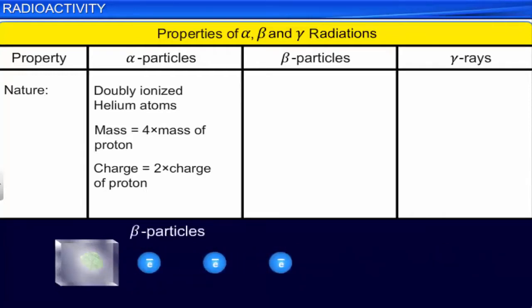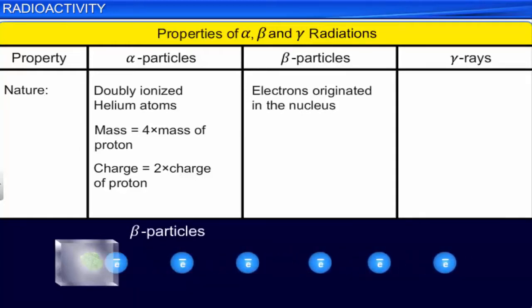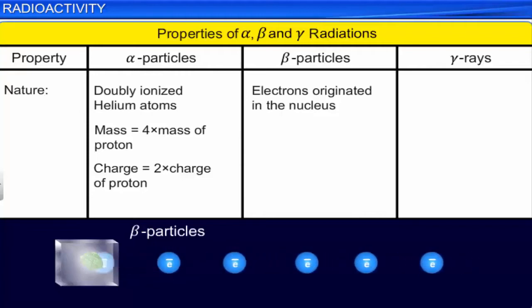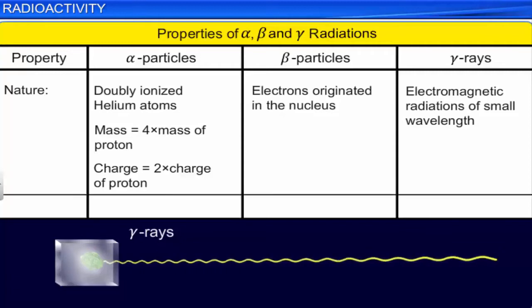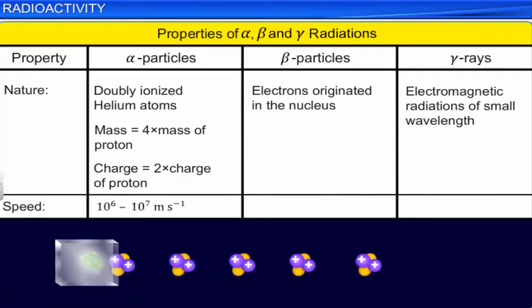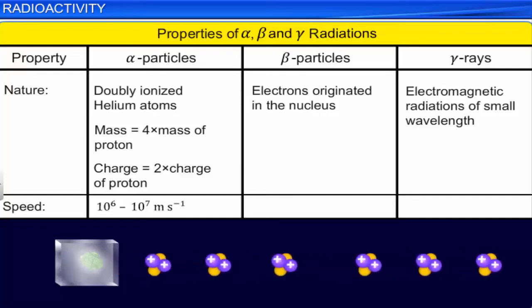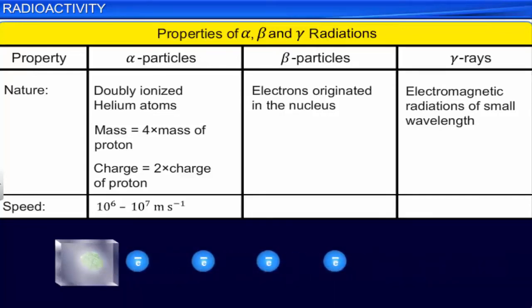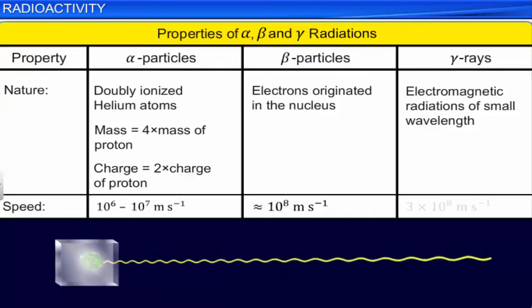Beta particles are electrons that originate from the nucleus. Their mass and charge are equal to the mass and charge of an electron. Gamma rays are electromagnetic radiations of short wavelength. The speed of alpha particles ranges from 10^6 to 10^7 meters per second. The speed of beta particles is of the order of 10^8 meters per second. Gamma rays travel at the speed of light.